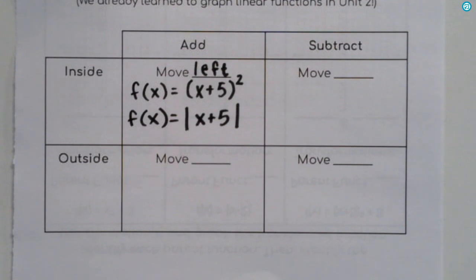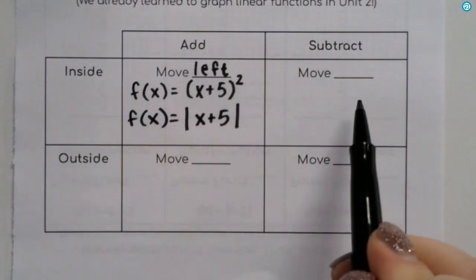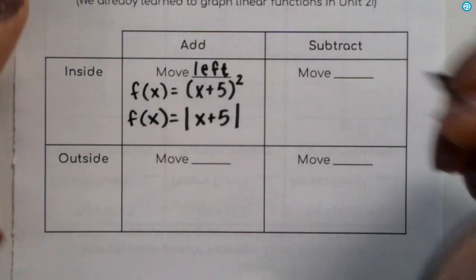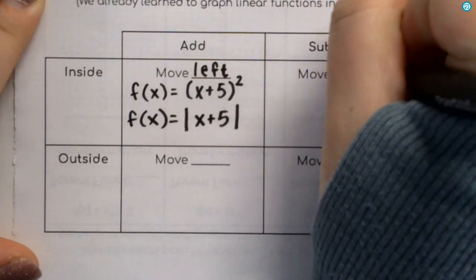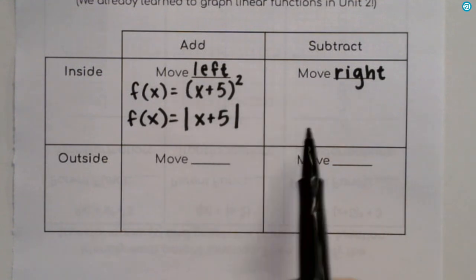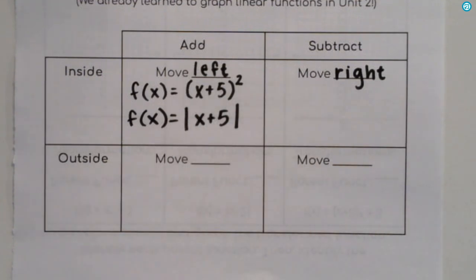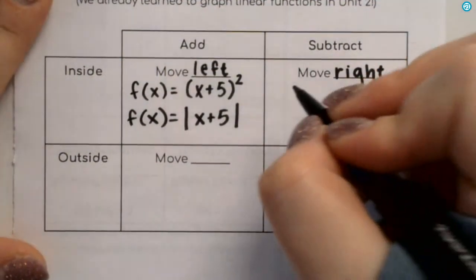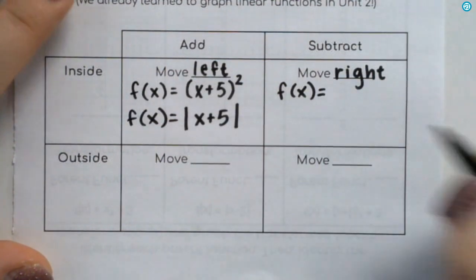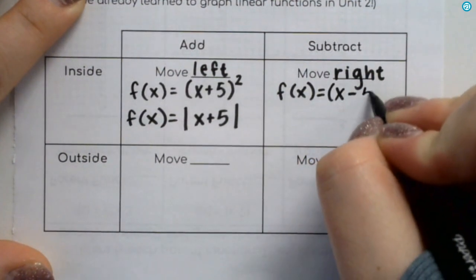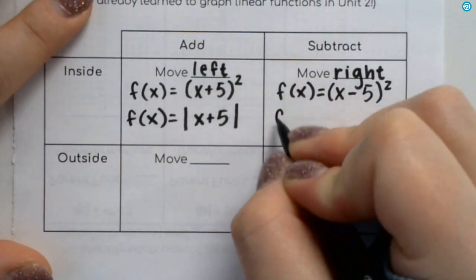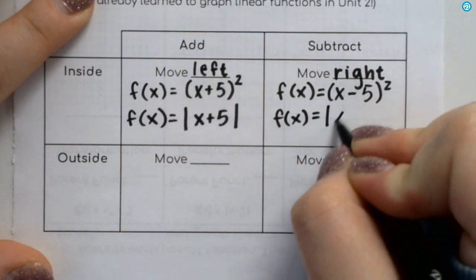Okay, if you subtract inside your function, sorry, I forgot what I had written down. If you subtract inside your function, that is going to move us to the right. So that's going to look the exact same, except instead of plus 5 inside, we're going to put minus 5 inside. So to subtract inside would look like this. F of x equals x minus 5 squared, or f of x equals absolute value of x minus 5.